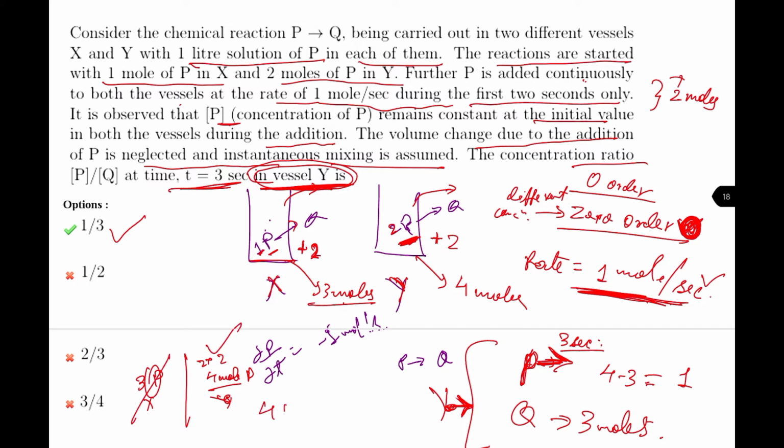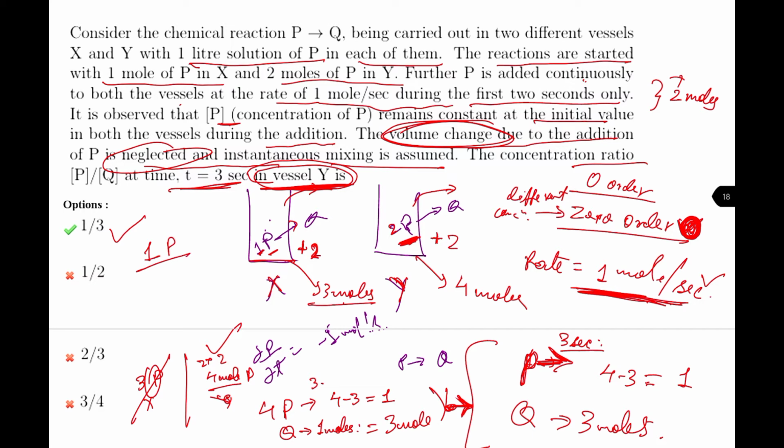So in Y there were 4 moles of P at the end of 2 seconds, which is depleting at 1 mole per second. After 3 seconds it will become 4 minus 3, which is 1 mole of P left. Q is forming at the rate of 1 mole per second, it does not matter what is the container or concentration of P. So in 3 seconds Q will form 3 moles. So what is the concentration? Assuming the same volume, as it is given in the question that change in volume is neglected, it is 1 mole of P divided by 3 moles of Q. So it is 1 by 3.